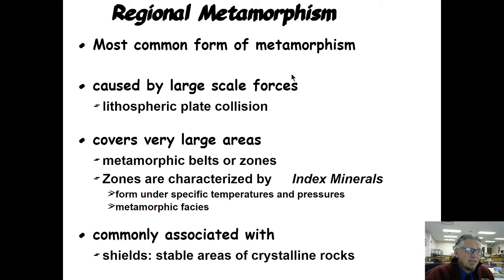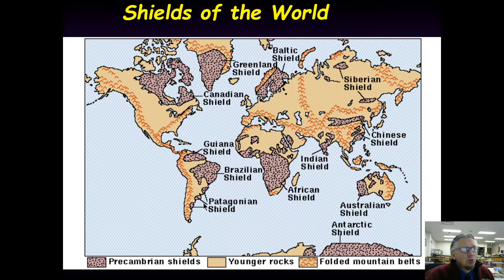Regional metamorphism is going to take place over a large area underneath mountains, and this book talks about shields. Shields are the remnants of old land. Here is the Canadian shield, and the unique thing about the Canadian shield, although it doesn't really look like it, is that there is a portion of it in Minnesota, in Morton, Minnesota, and that is where you will find Morton gneiss.